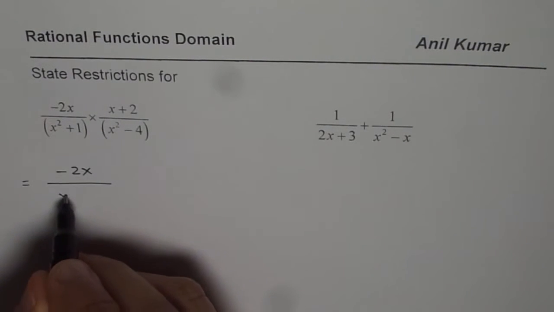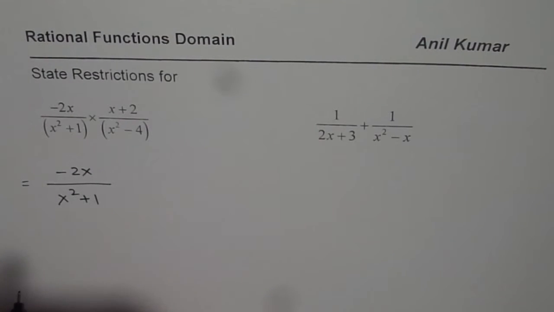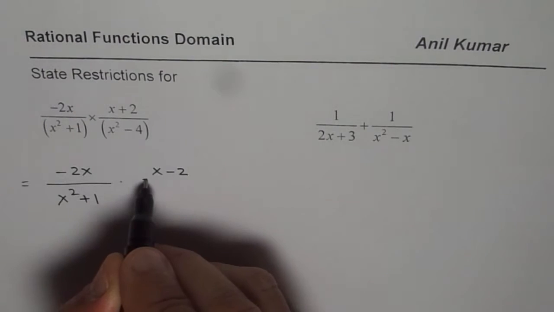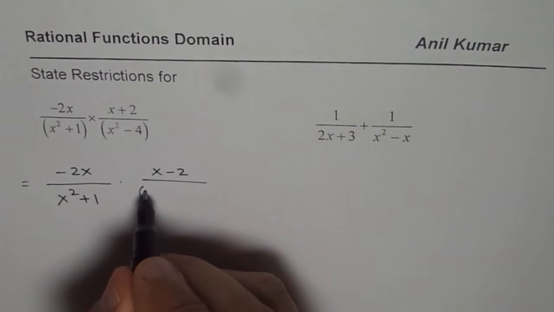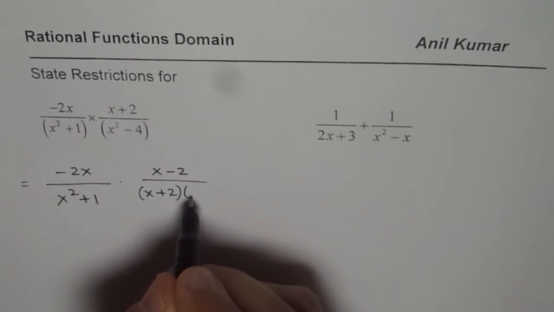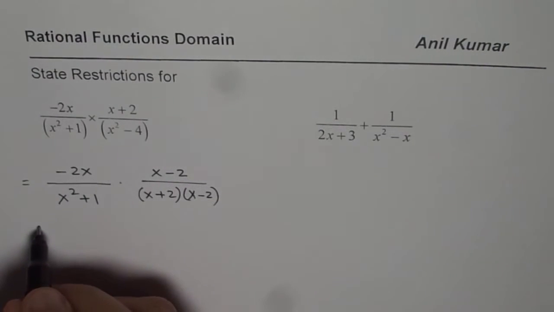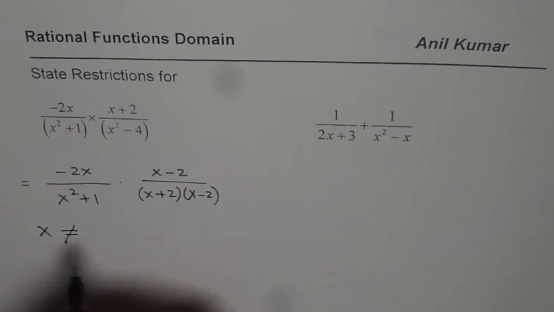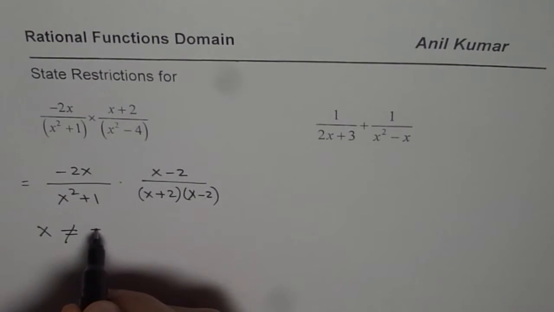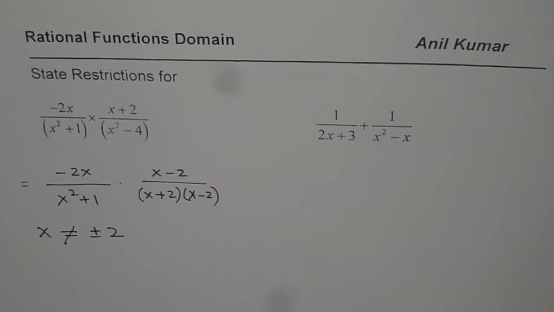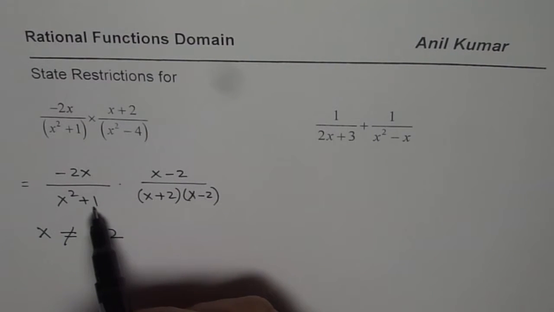Now x squared plus 1 cannot be factored, right? So it remains x squared plus 1. However, the second term, x squared minus 4, can be written as x plus 2 times x minus 2. Now you see clearly that the restrictions are that x cannot be equal to plus 2 and minus 2. X squared plus 1 is always positive, it can never be 0, so that does not lead to any restriction.